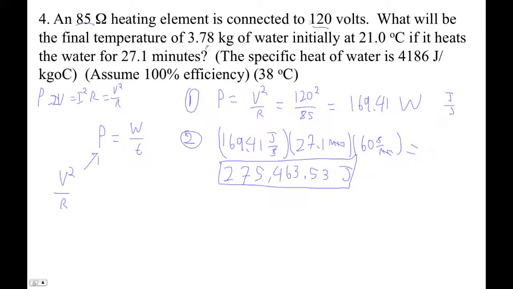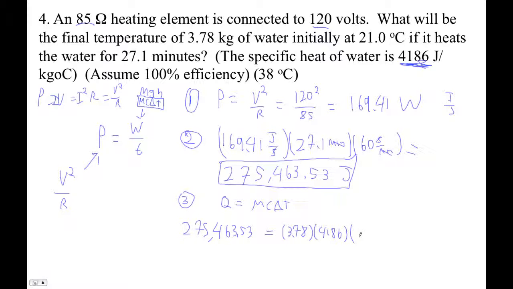And then we're heating water. We're given the specific heat capacity of the water. This is a big clue that work in this case is mc delta T, right? The other thing it could be is mgh, but in this case it's mc delta T. Okay, so our third step is we just say Q is mc delta T. And so 275,463.53 is, what's our mass? 3.78 times c, 4186, times delta T.